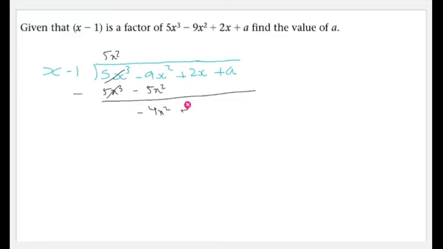Okay, so you've gone for it. Minus 4x. Be very, very careful. So you know you put minus 4x squared. Minus 4x times minus 1 gives you plus 4x.